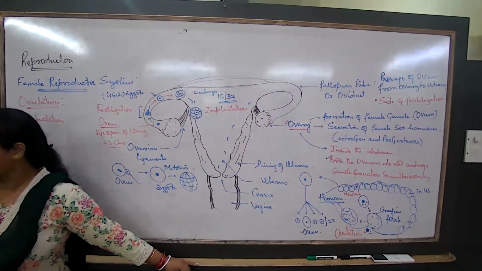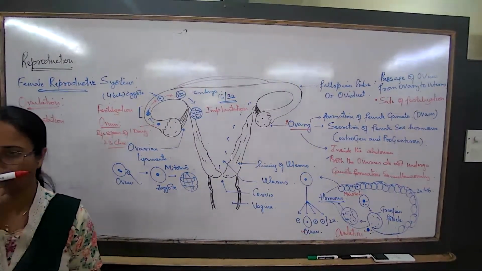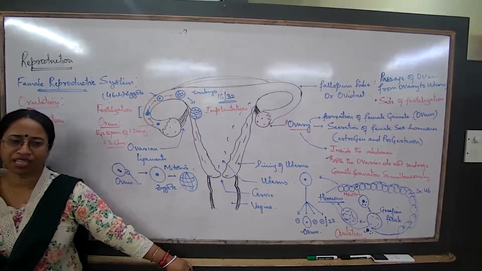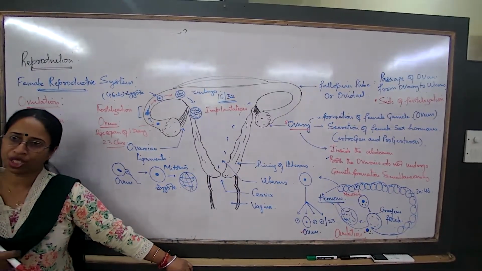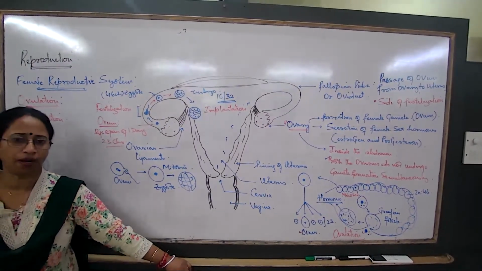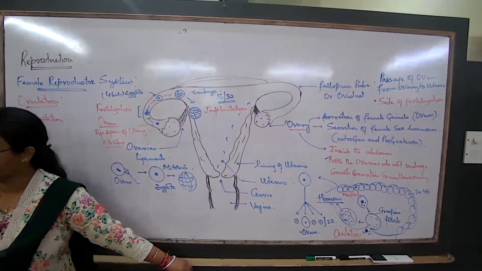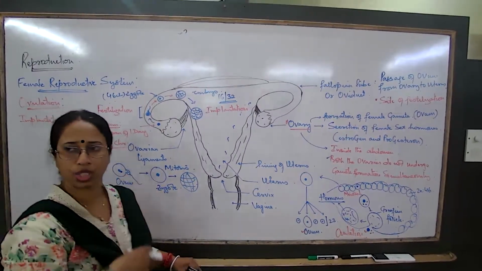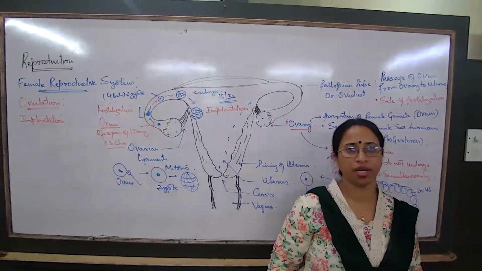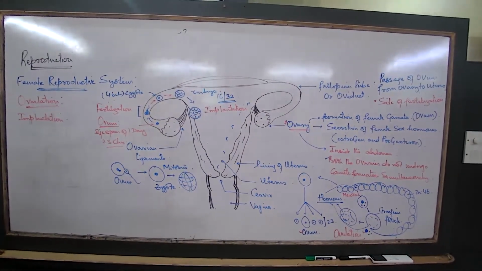Implantation: the process of attachment of the developing embryo into the uterine wall to obtain nourishment for further cycles of cell division is known as implantation.